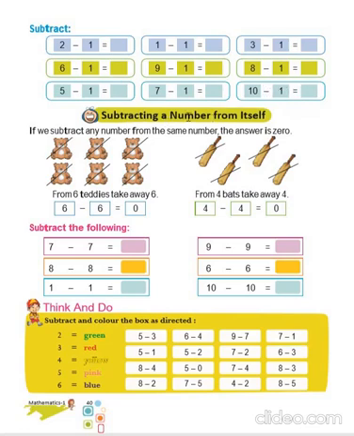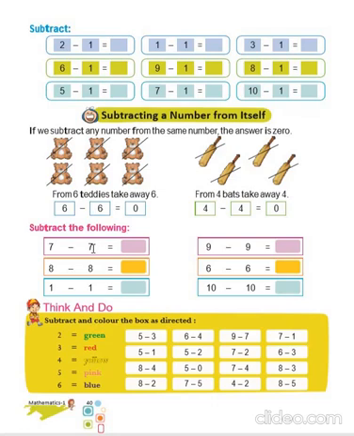Now subtracting a number from itself. If we subtract any number from the same number, we will get the answer 0. Suppose we have 6 teddies. And if we take all these 6 teddies, how many teddies are left? We will be left with 0 teddies. So, if we subtract a number from itself, we get the answer 0.